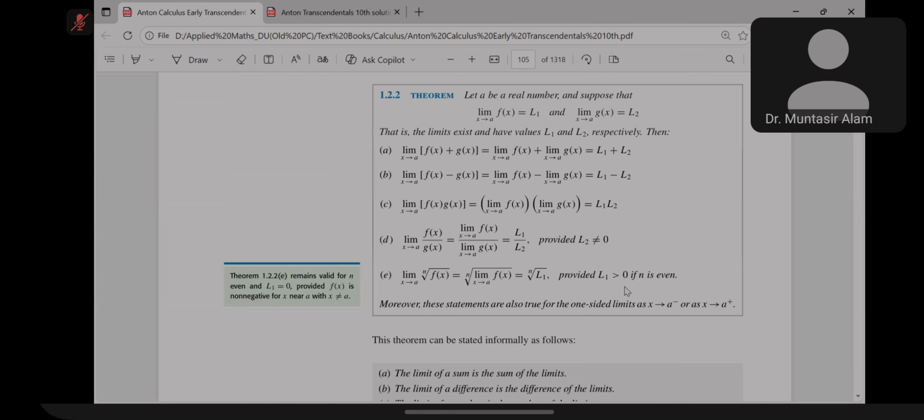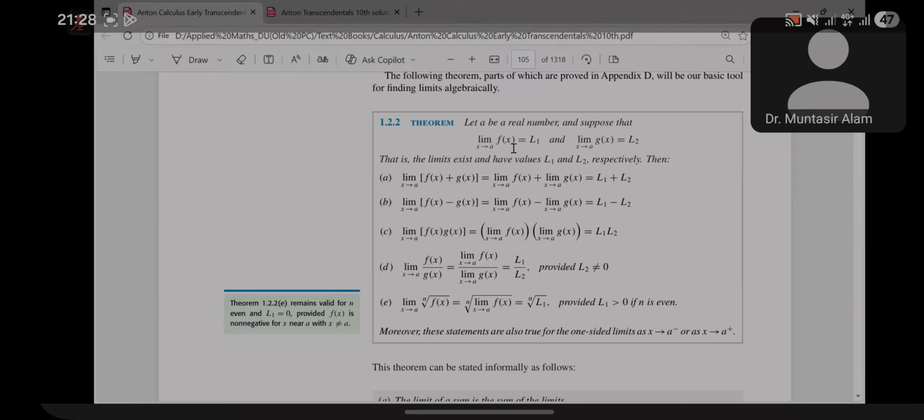Next theorem, 1.2.2. If we consider the limiting values of two separate functions separately, the limiting value of the function f as we move towards a is L1, and the limiting value of the second function g as we move very close to a is L2. These are given values. Okay, so now our next target is to get the limiting value of the summation of the two given functions f and g.